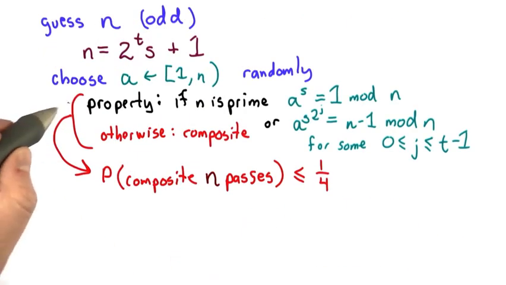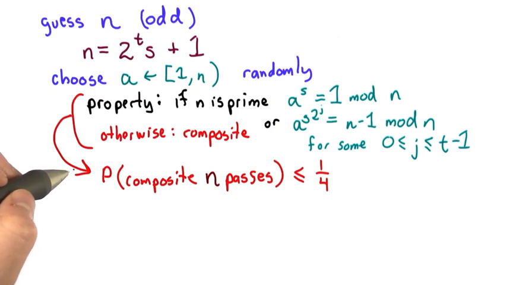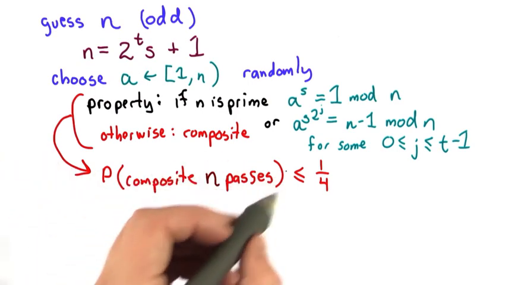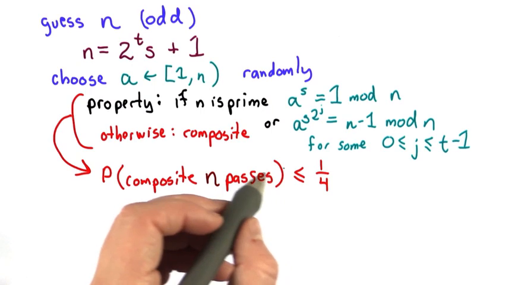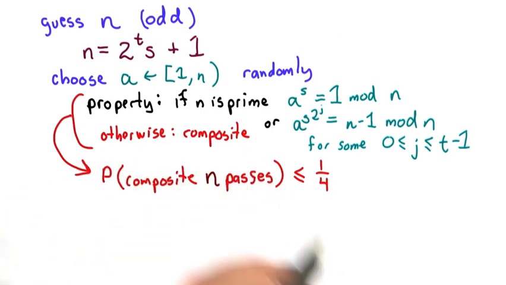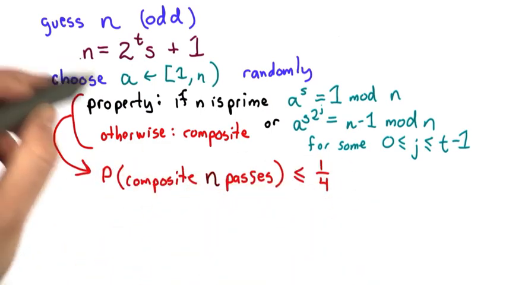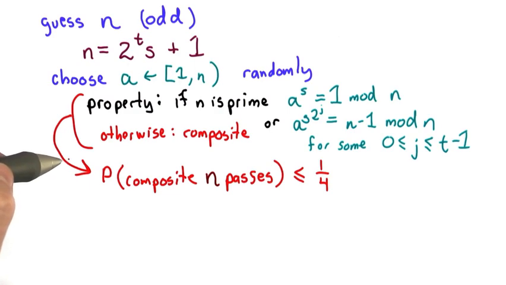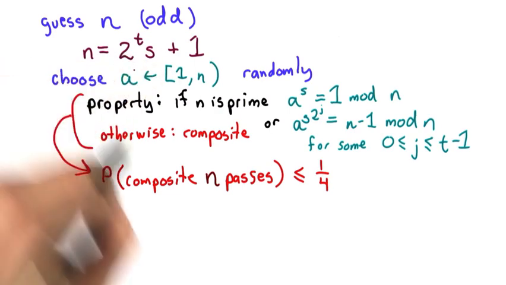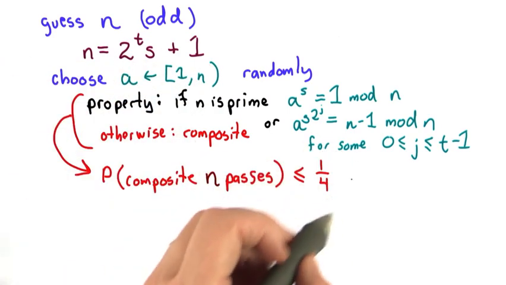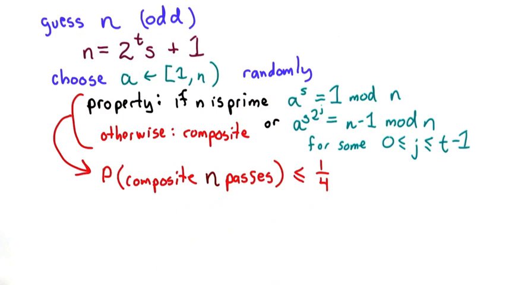The important property that this test has that's different from the Fermat test is that the probability that a composite number passes is always less than some constant. In this case, it's less than 1/4. There are no bad composite numbers like the Carmichael numbers. If we choose a randomly for any composite number, the probability that the test passes is less than 1/4.